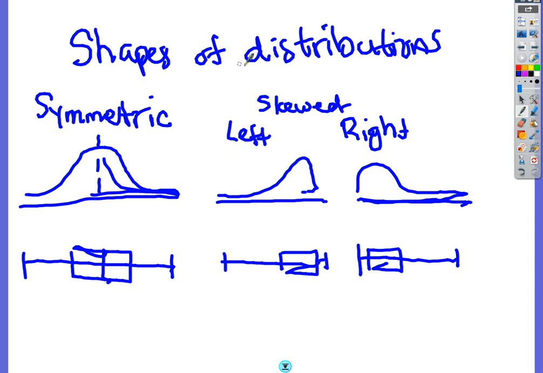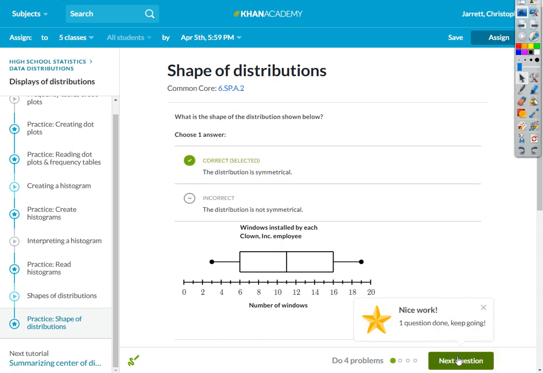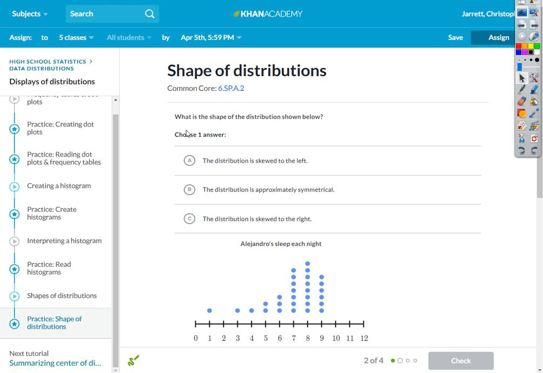So let's put that into play now. So here's our first question. It says, what is the shape of this distribution? Well, again, if the median is right down the center, that means that it's going to be symmetrical. Half the data is on the left, half the data is on the right. That would be symmetrical. What about this shape? Well, again, since the tail of the data goes to the left, that means it's skewed to the left.